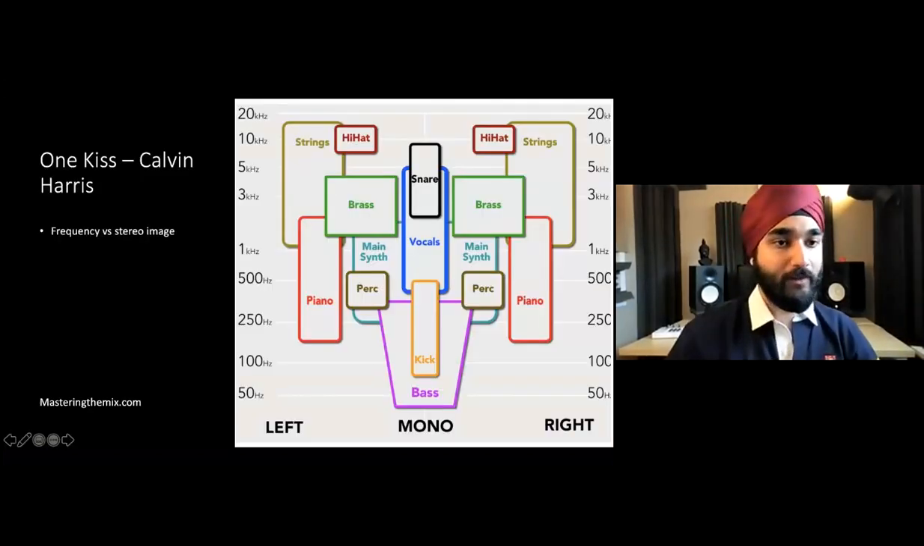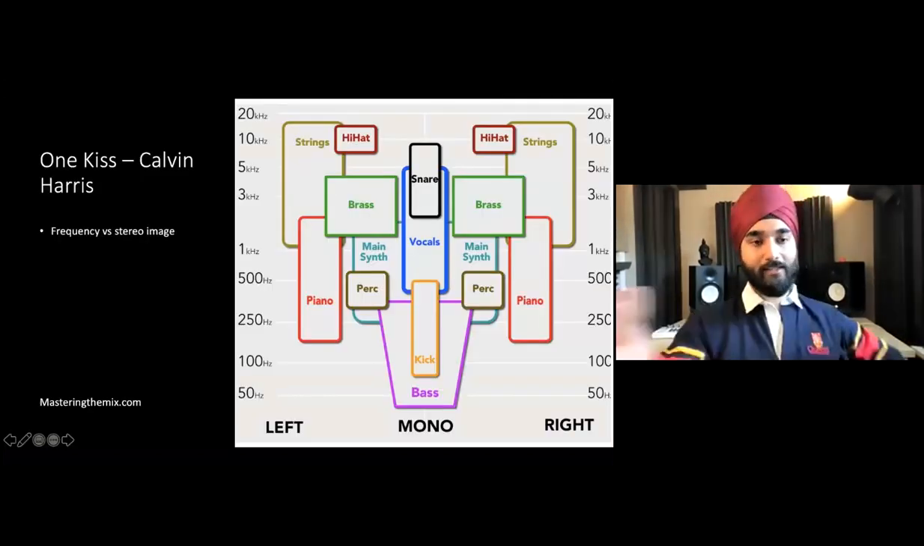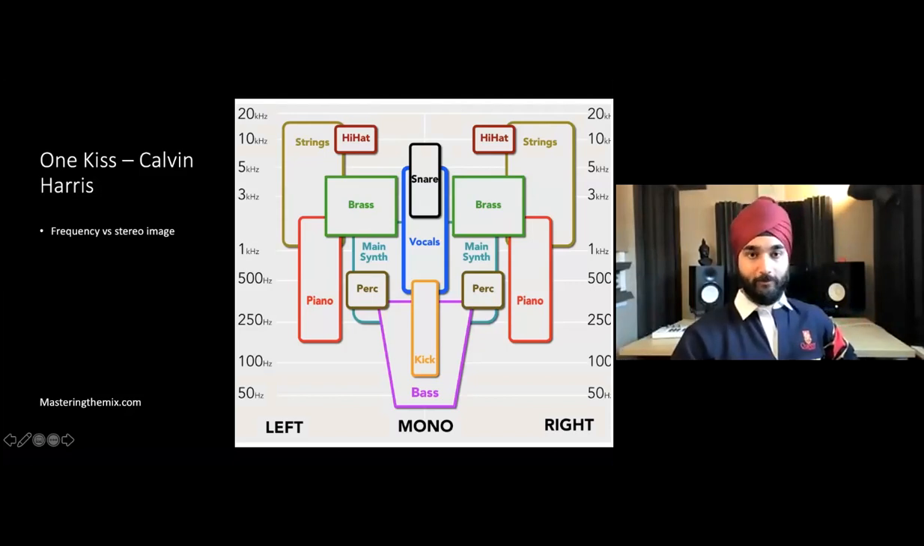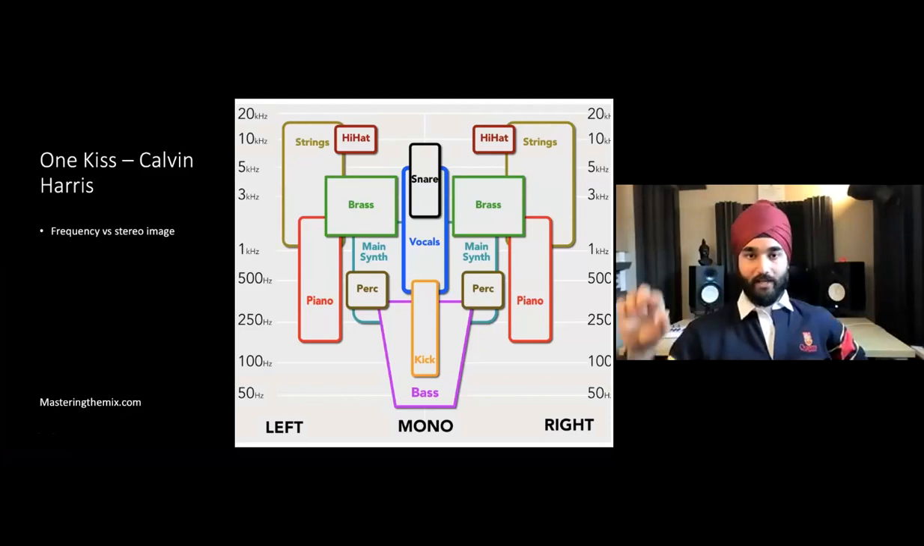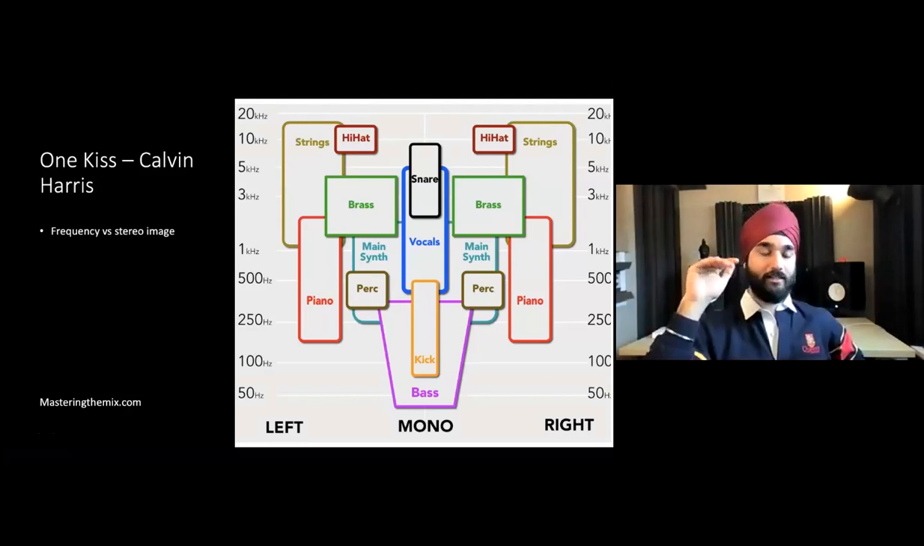So here's something that I'm going to explain. This is One Kiss by Calvin Harris. I'm sure you guys have heard that song. Very, very famous song. And on this graph, you can see the frequency, the stereo image, and the volume. So you get to see VFS on this right away.